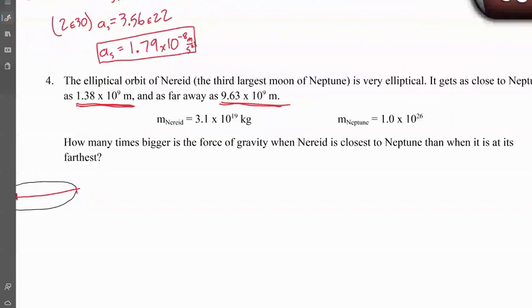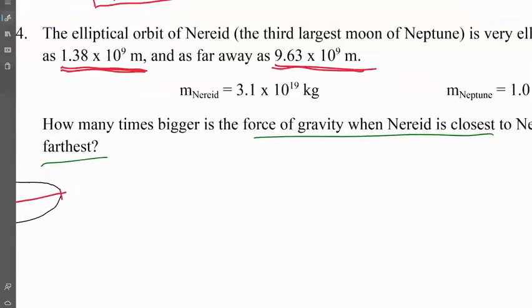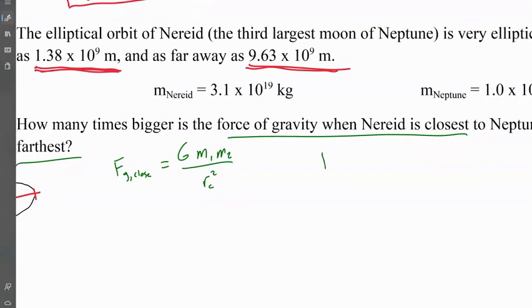So we're asked to relate force of gravity at its closest and force of gravity at its furthest. So let's find both of those. Force of gravity when it's close, right? G m1 m2 over r squared, but this is r when it's close. Then we're going to have to also find force of gravity when it's far. So G m1 m2 over radius squared when it's far.